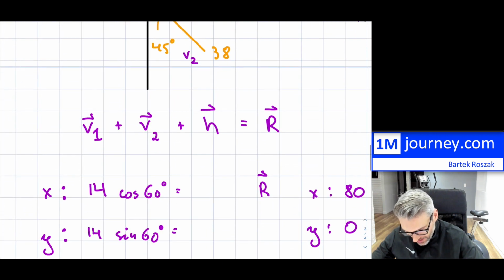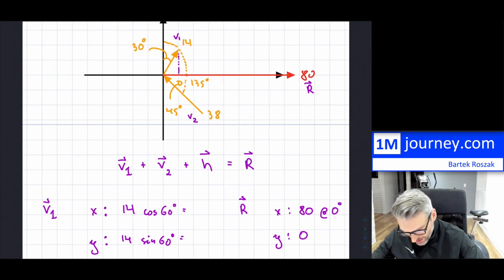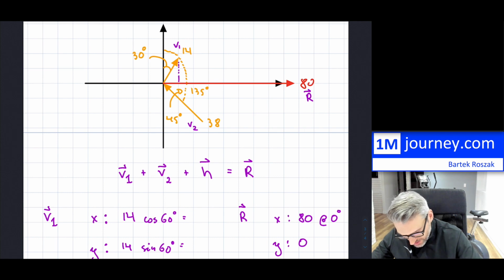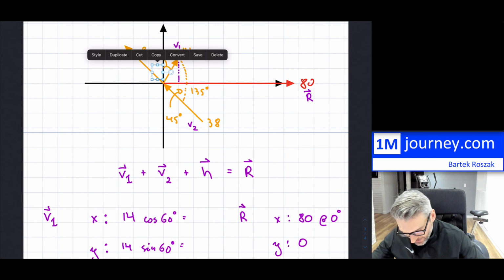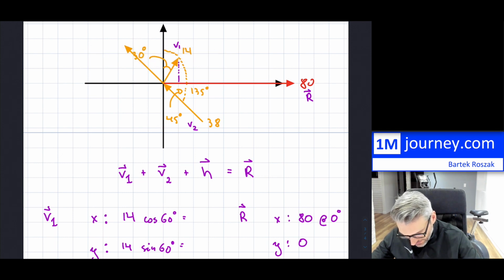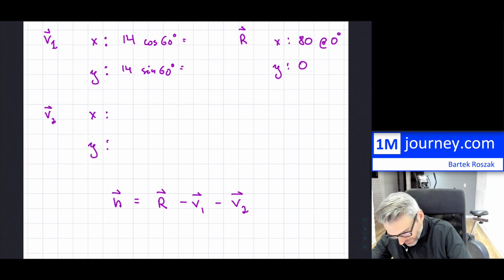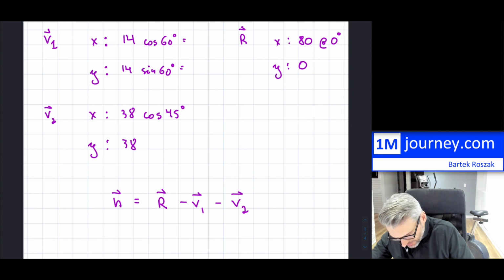For V2, this one I'm going to be careful with. Notice that if I take this, let me duplicate it, and try to move it over, it's the same thing as placing it there, right? So that's where it's pointing, and that is at a 45-degree angle, so it's 38. It's going to be 38 cos of 45, and 38 sine of 45.